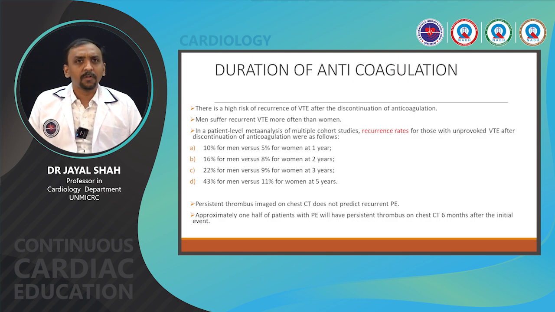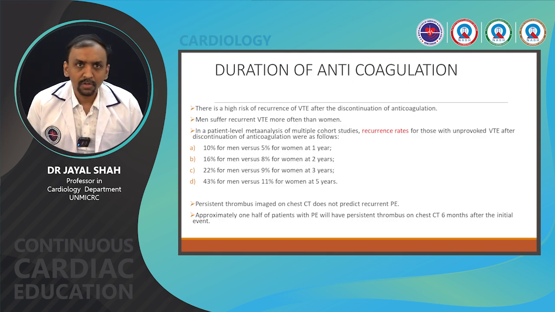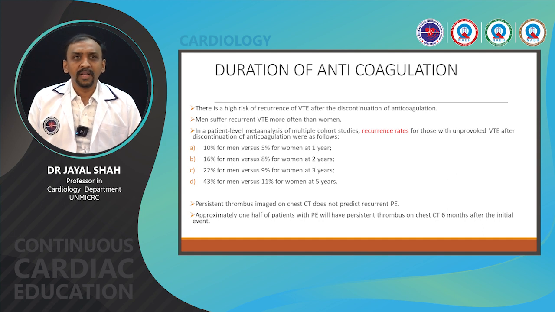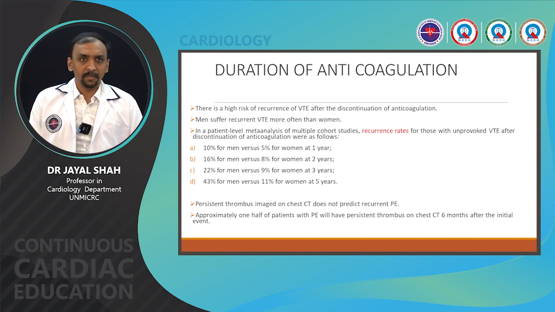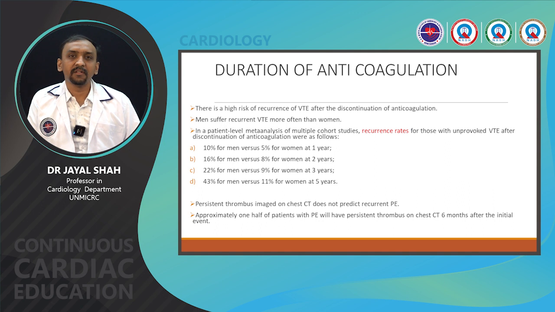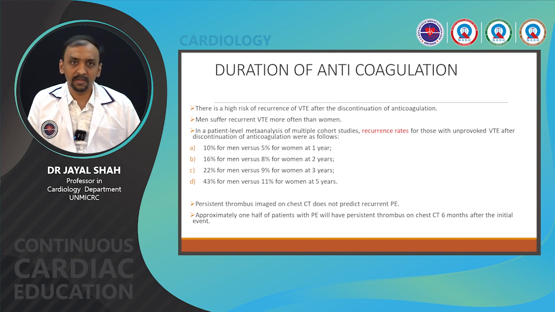There is a very high risk of recurrence of VTE after the discontinuation of anticoagulation. Men suffer recurrent VTE more often than women. In a patient-level meta-analysis, the recurrence rates for those with unprovoked VTE after discontinuation were 10% for men versus 5% for women at 1 year, 16 and 8% respectively at 2 years, 22 and 9% at 3 years, and 43 and 11% at 5 years for men and women respectively.